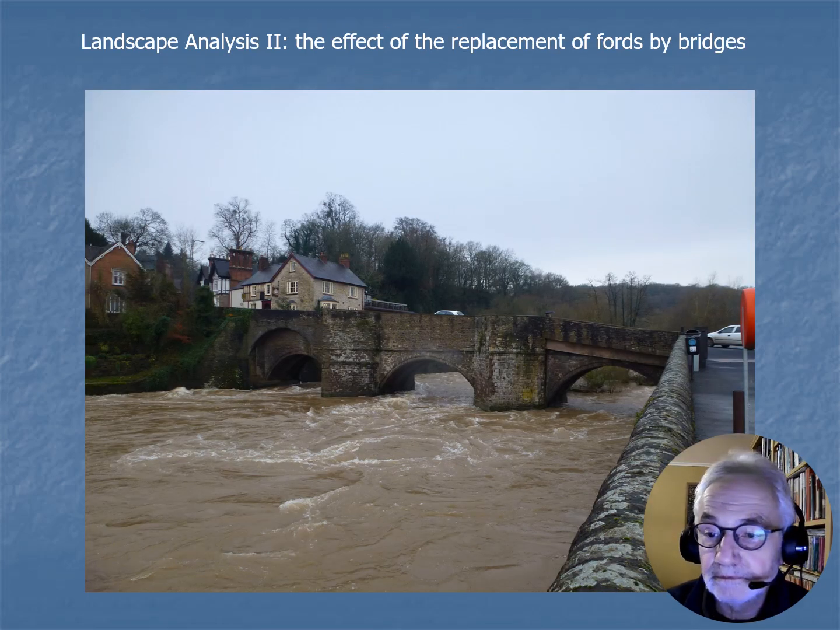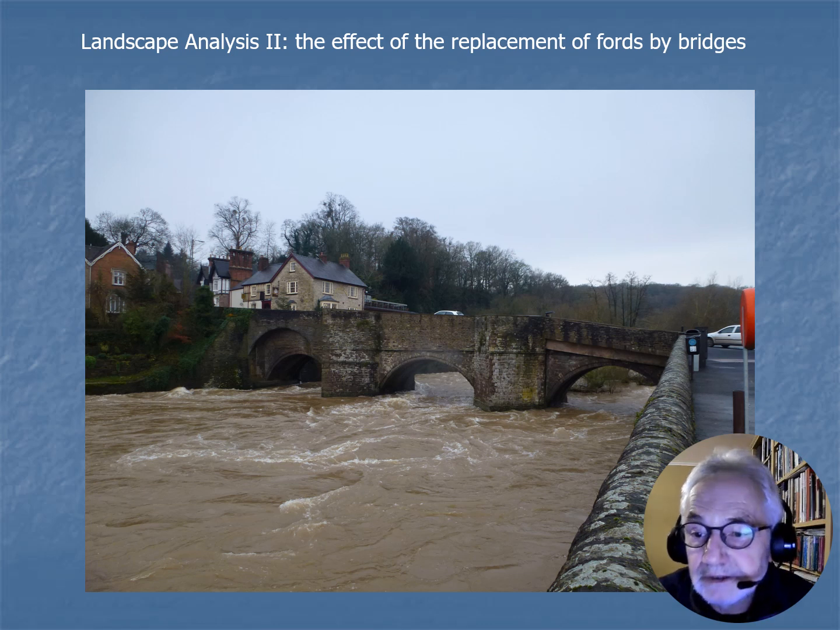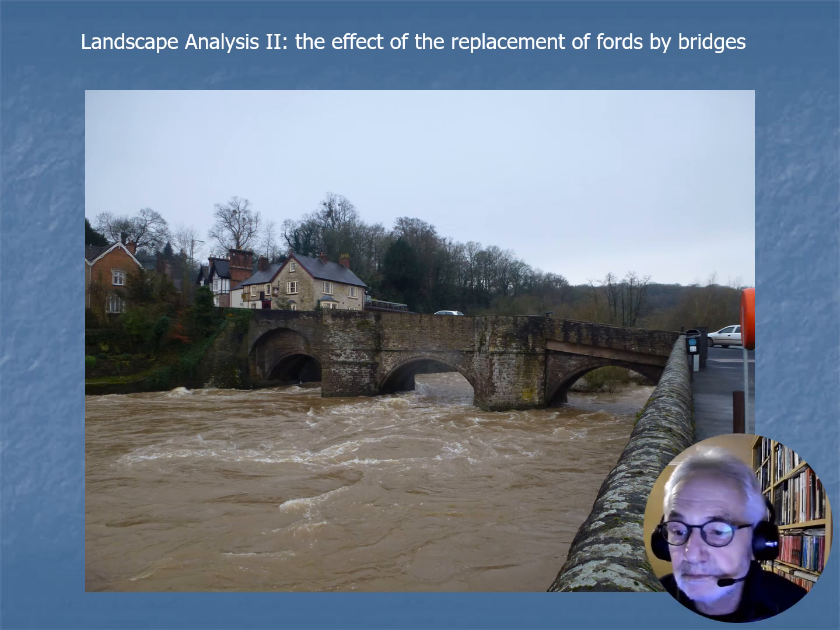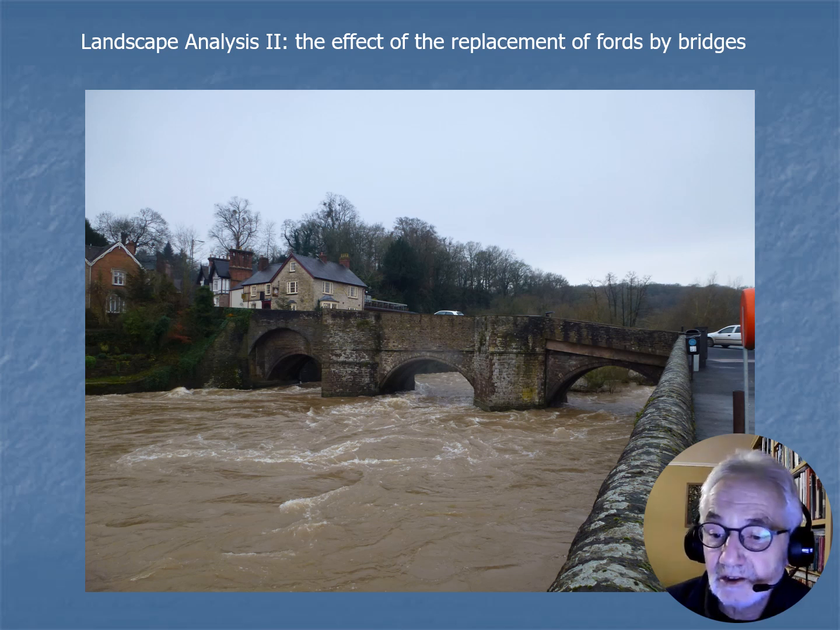Another phenomenon which can be traced from landscape analysis is the effects of the replacement of a ford across a river by a bridge. Generally, fords were located at the shallowest part of the river, while bridges were positioned at its narrowest point, where it could most easily be spanned. Hence, roads originally leading to a ford were often diverted to approach a newly built bridge.